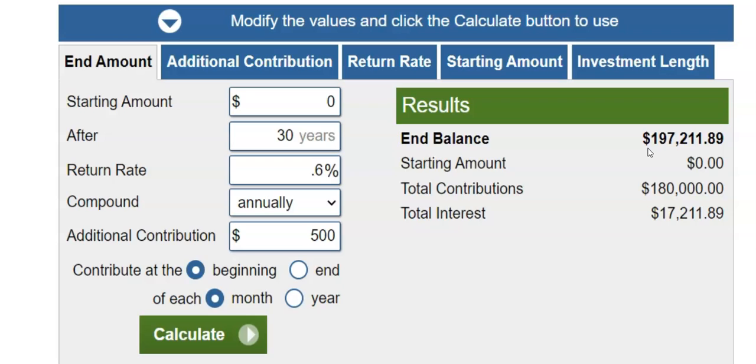Now, if you want to see what it looks like to compare investing in the savings account versus the stock market, check out the next video so you can see side by side what those returns look like.